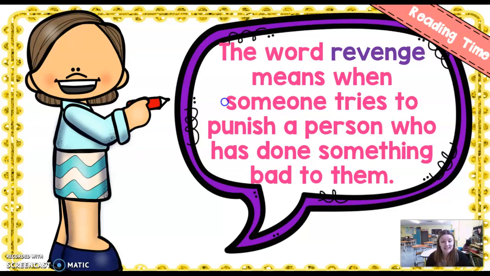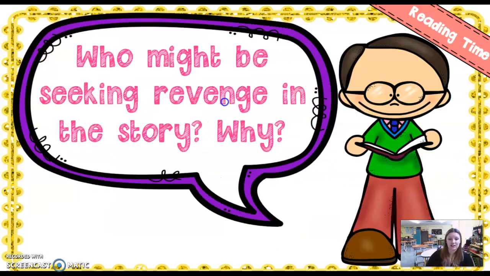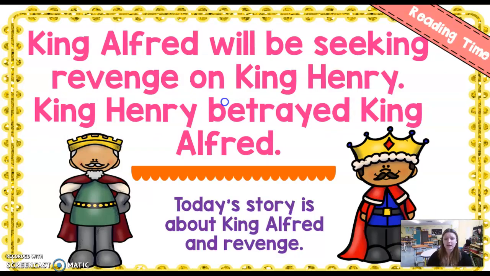Yeah, King Henry and the wizard and his knights put everyone to sleep, and they tried to capture King Alfred, and he was going to try and take over his kingdom. So King Alfred wants revenge on King Henry. Good, good. So think about who else might he want revenge on? Mostly King Henry, but what about the wizard? What about King Henry's Black Knight? Right? He's going to look for revenge on them. So King Alfred is seeking revenge on King Henry because King Henry betrayed King Alfred. So today's story is about King Alfred and the revenge that he is seeking.